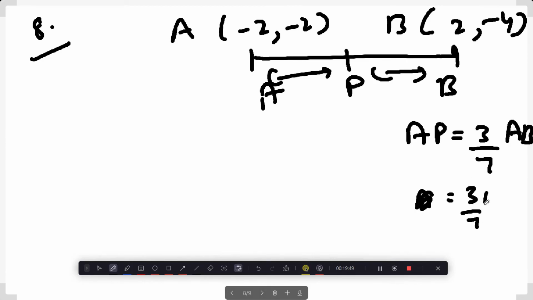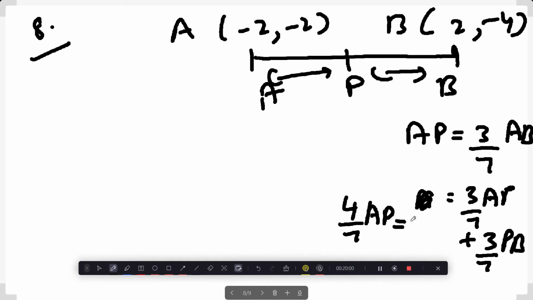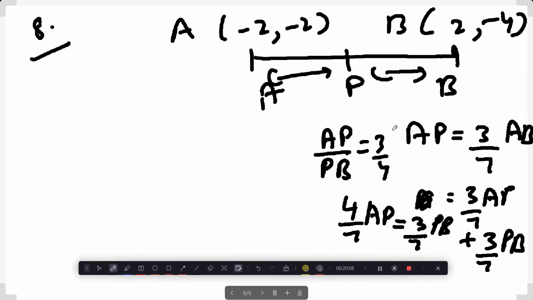So 3 by 7 AP. So what is AP? AP plus 3 by 7 PB. Now bring that on the other side. This will become 4 by 7 AP is equal to 3 by 7 PB. So what is AP by PB? 3:4. So now we have brought it into at least our same page as our formula.